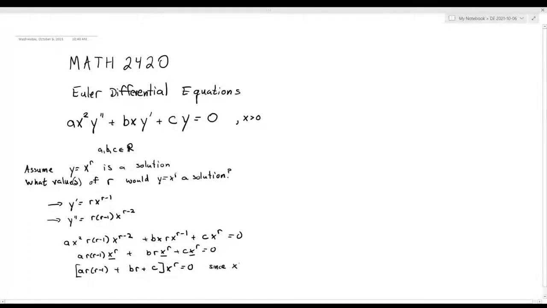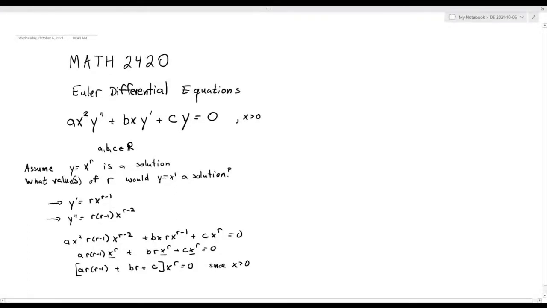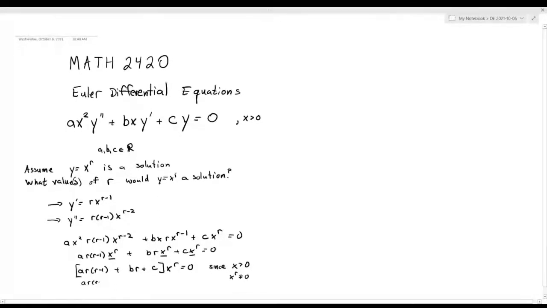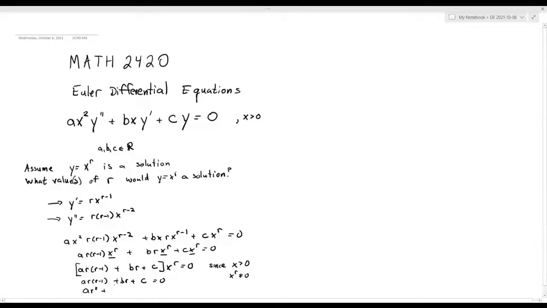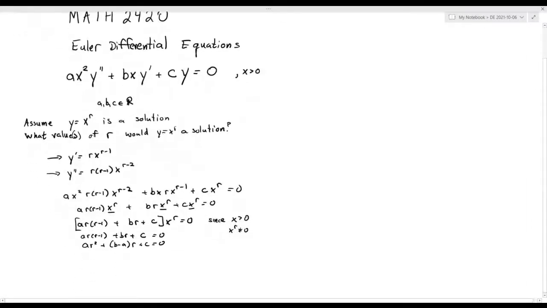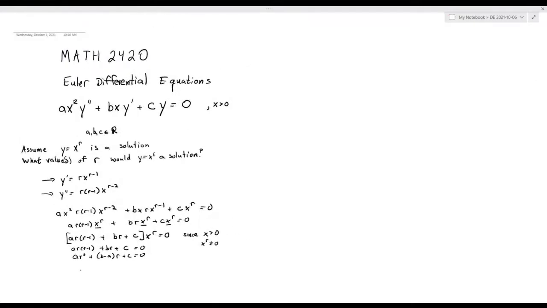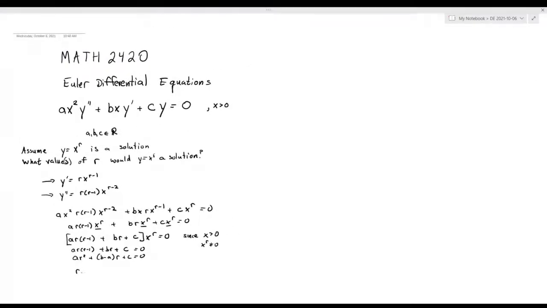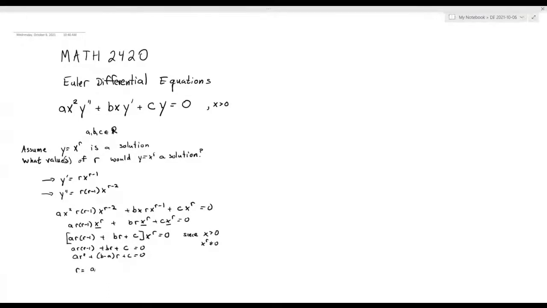Since x is positive, x cannot be 0, so x to the r cannot be 0, meaning that this polynomial in r has to be 0. I'm just going to distribute and combine like terms, and then we see we have a quadratic in r. And let's say we just use a quadratic formula to solve for r. So these values of r formulaically would give you a solution to the Euler differential equation.